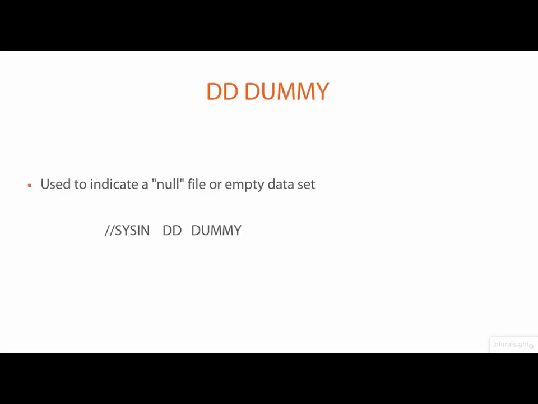Another option that we have available is to simply code DUMMY. This indicates a null file, so that when the program processes this file, it will treat it as an empty data set if it is being processed for input, or it will simply discard any data if it is being processed as output.